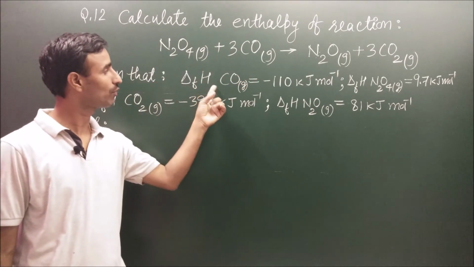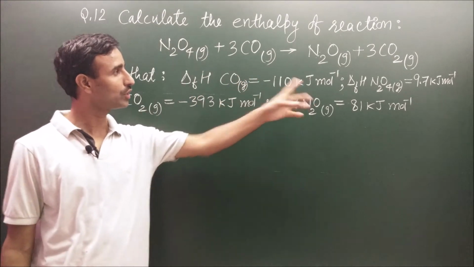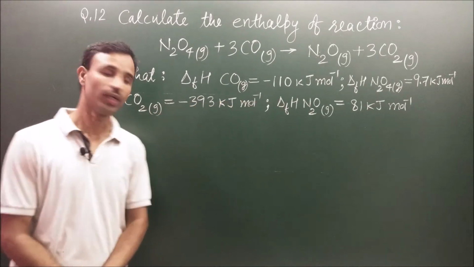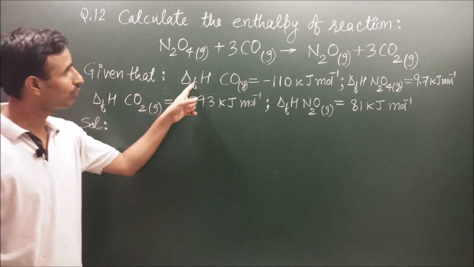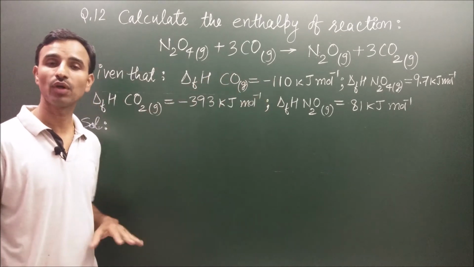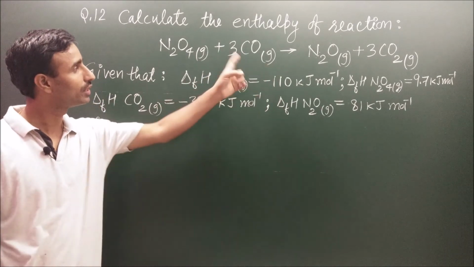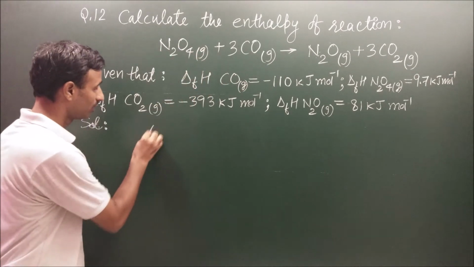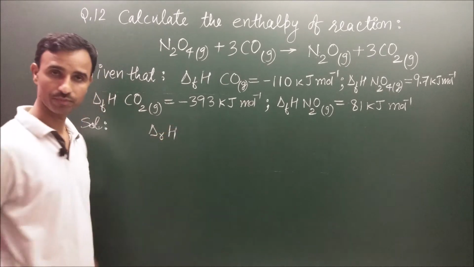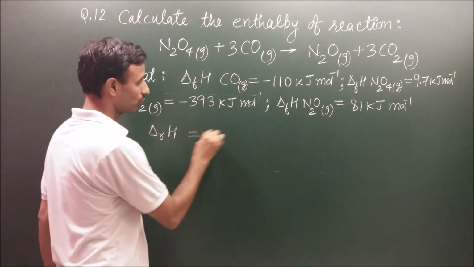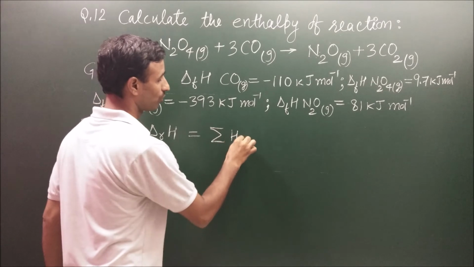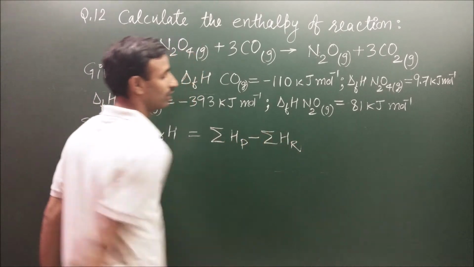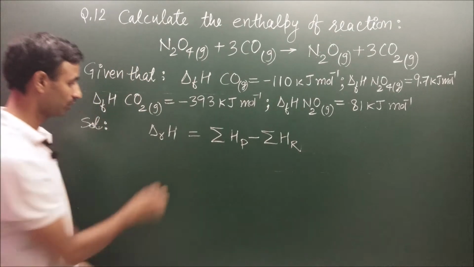Given the enthalpy of formation of CO, N2O4, CO2 and N2. So see, the given values are the enthalpies of formation of these molecules. So keep in mind, enthalpy of reaction is equal to the sum of the enthalpies of products minus the sum of the enthalpies of reactants.